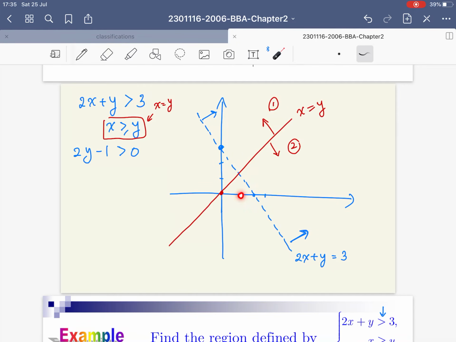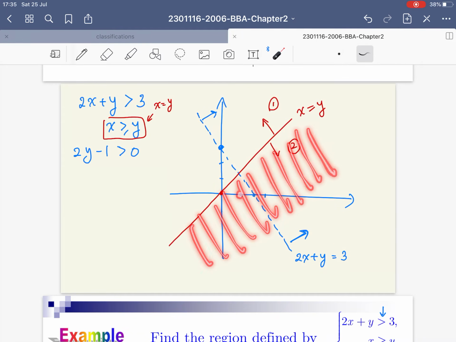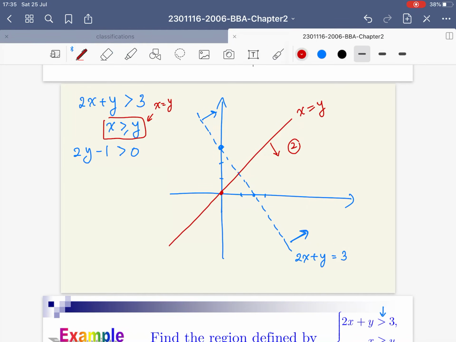For example, this one can be (1, 0). Your x is 1, your y is 0, and then you just plug in here. So if your x is 1 and your y is 0, is it greater than or equal? Of course it is, right? So it means that your region will include this point. So it will be the below region here, so we are going to indicate by this arrow down.